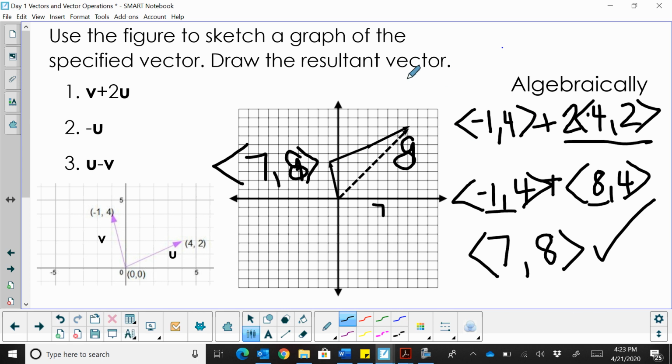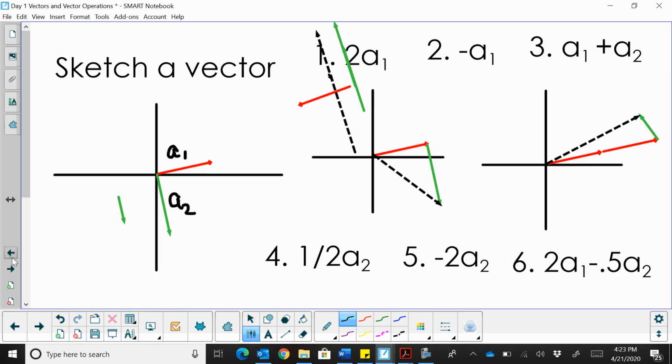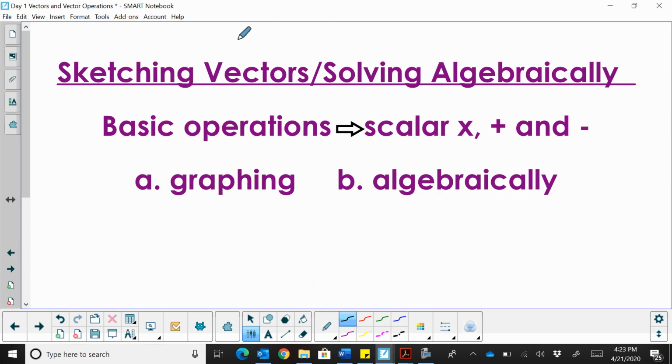So you have the visual on the graph, and then you have algebraic. So that's where we're going to stop. A quick little lesson on sketching vectors and then solving them, or finding that resultant vector algebraically.